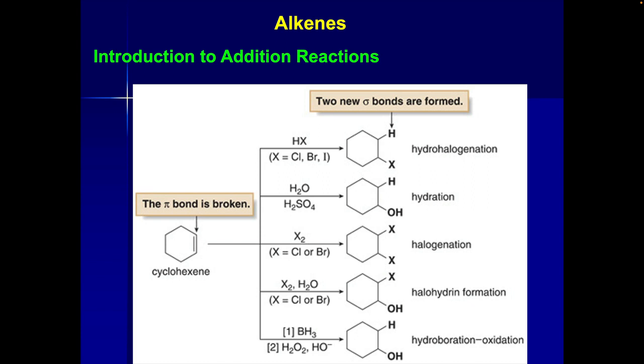Okay? I can also do a 2-step reaction. Notice this, it says 1, BH3, and then 2, H2O2 and hydroxide, which is just basic conditions. What have I done here? Have I done anything different than the previous reaction that I showed you? No. It's still adding water across a carbon-carbon double bond.